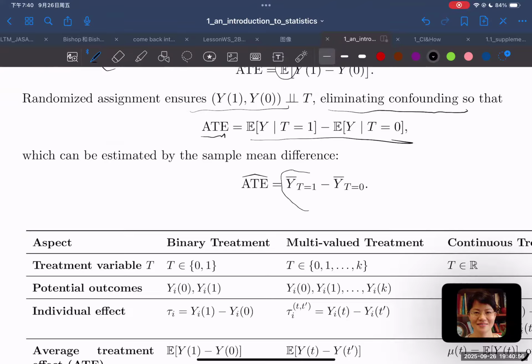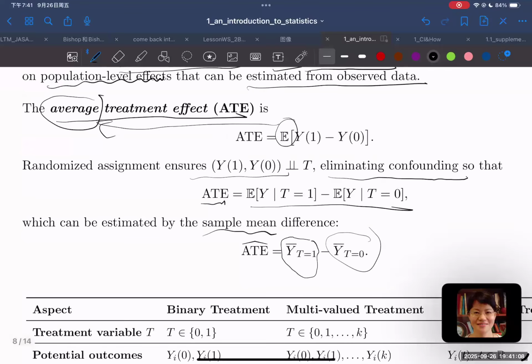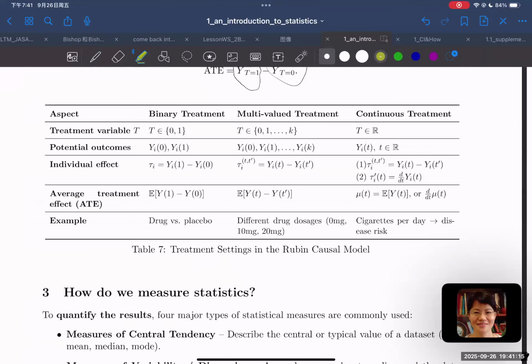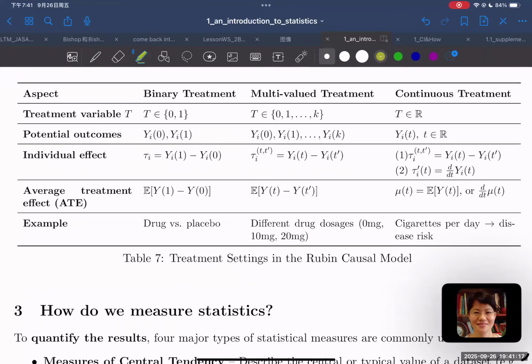And then you can further estimate it. Here we use a bar to mean the sample mean. So we use the sample mean difference to estimate or approximate the true average treatment effect. Here we show several typical scenarios: binary treatment like 0 and 1, multi-value treatment, or continuous treatment.